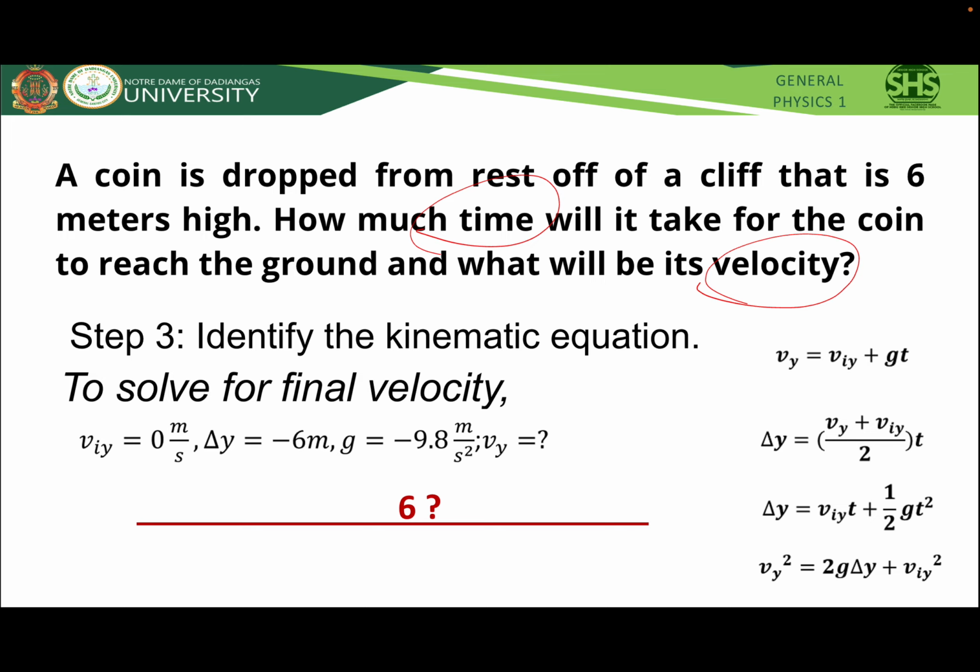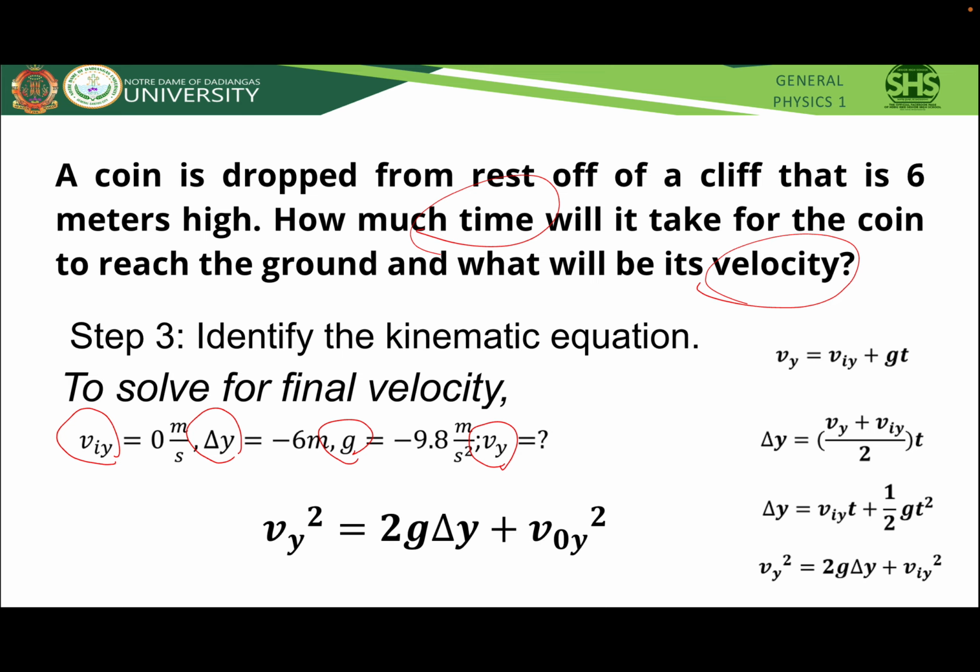Now, for us to solve for the final velocity, ano ang parang pinaka-perfect na formula? We have our VIY, we have our delta Y, we have our G, and we have our VFY. Again, these are the 4 ingredients to solve for the final velo. O, anong pinakamagandang formula kaya? Okay, so the best formula is, of course, the fourth one. Bakit naging fourth one? Meron siyang final velo, meron siyang G, meron siyang delta Y, at meron siyang initial velo.